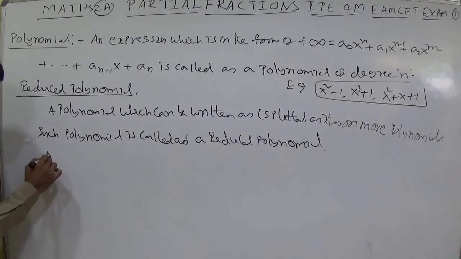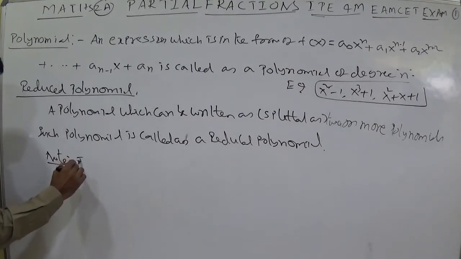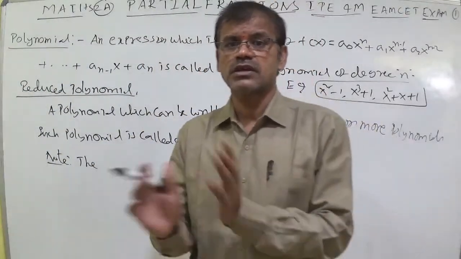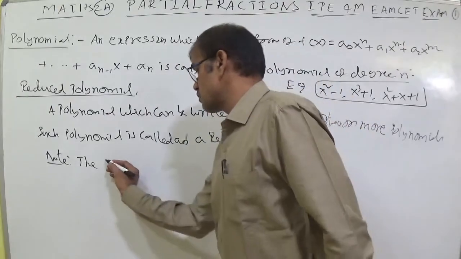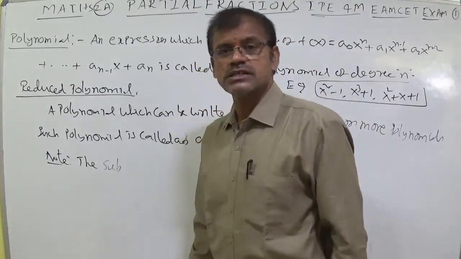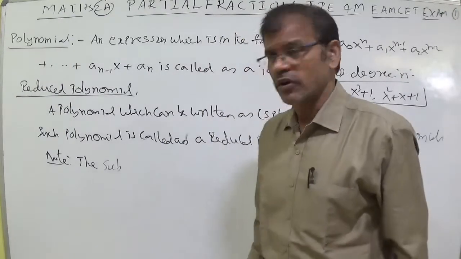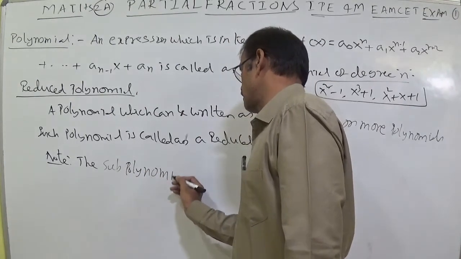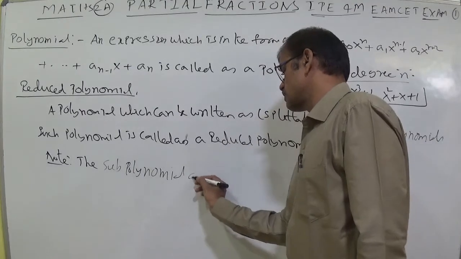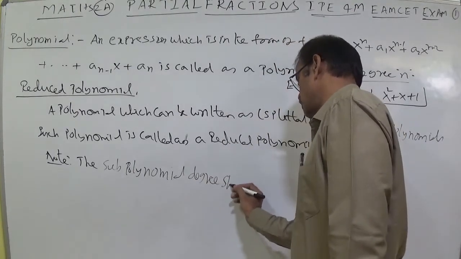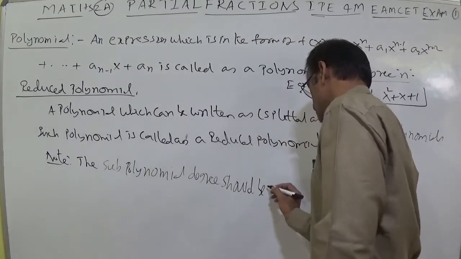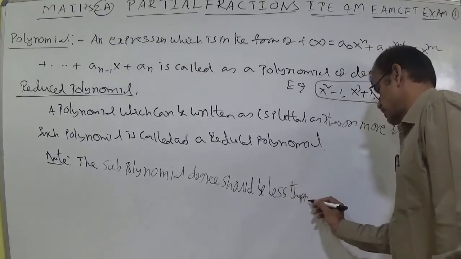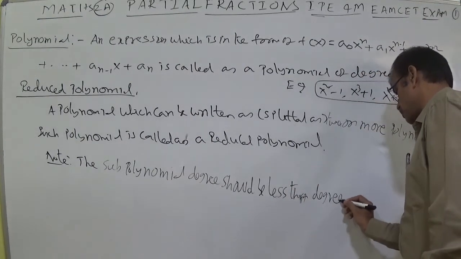Here, I am writing a note. You should observe the subpolynomials. What are the subpolynomials here? Whatever the reduced parts are there, those parts are called subpolynomials. The subpolynomial degree should be less than the degree of the original polynomial.